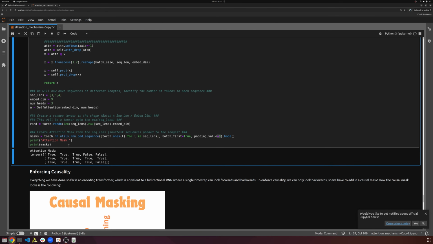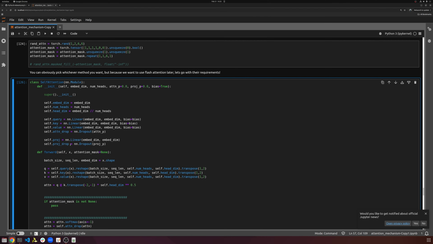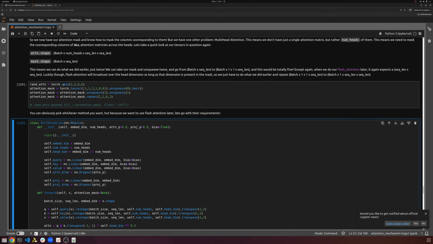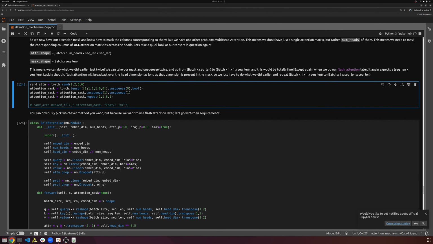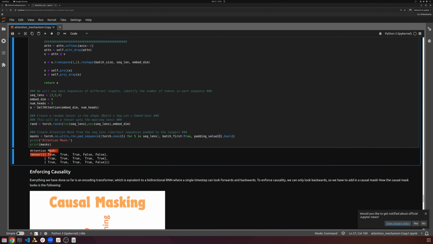This should look exactly like what we've done, except in the example we looked at so far, we were looking at just a batch size of 1. Now we have a batch size of 3, because we have 3 different attention masks, telling us in every single sample which tokens we want to compute attention on.